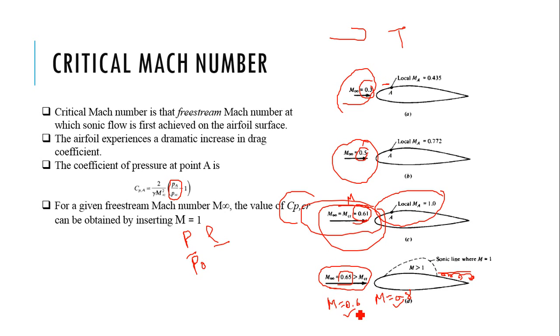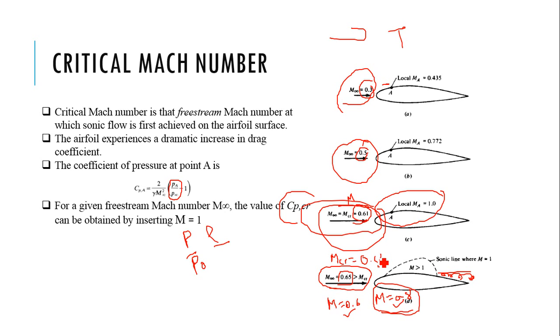Because of that factor, they want a thin airfoil so that we get a larger critical Mach number. If the critical Mach number is 0.8, that is good for an airfoil.